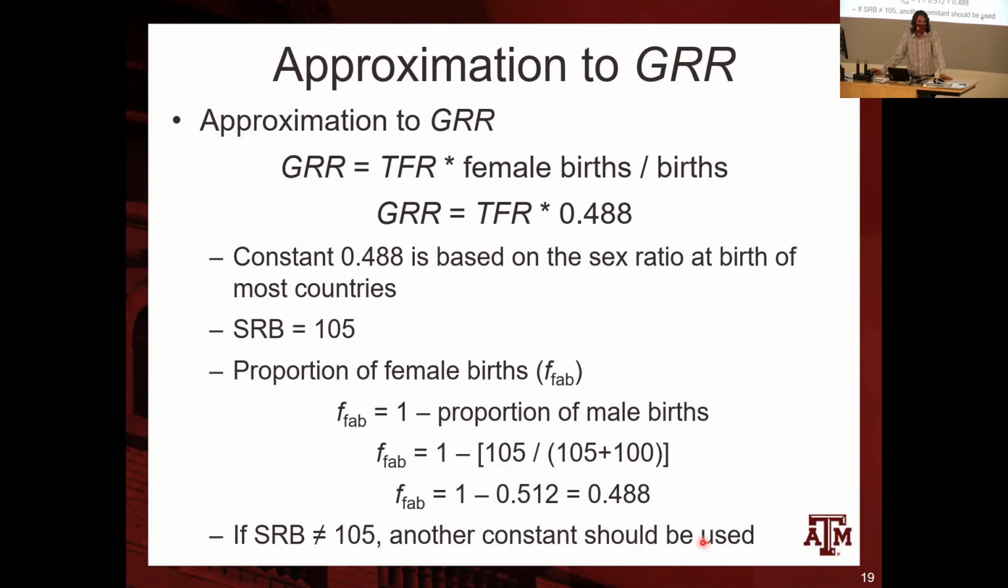For those countries in which the sex ratio at birth is much higher, we should just use another constant. So let's say I want to calculate the gross reproduction rate, but I don't have exactly the female births for each one of those age groups. I can approximate with this, but I'm not going to use 0.488 because that might be much lower in some Asian countries that have really high sex ratio at birth. So I just get the sex ratio at birth, calculate this, and then get this number and multiply by the total fertility rate to get the gross reproduction rate, okay?